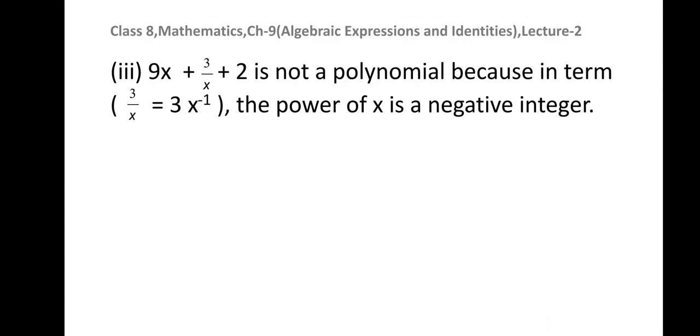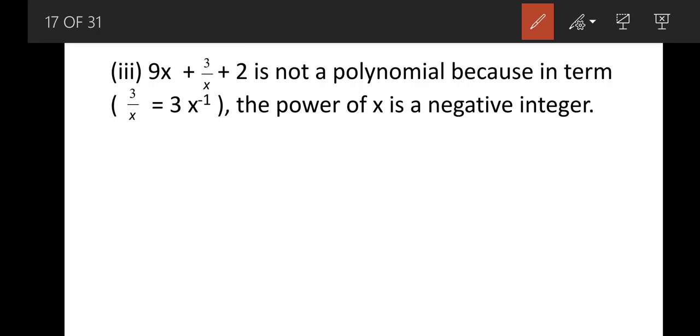Now coming to the third example. In this example, what is the literal factor in the first term? That is x. What is the power of x? That is 1. It is positive. It is satisfying the condition of a polynomial. Now 2 is a constant term. It is also again satisfying the condition.